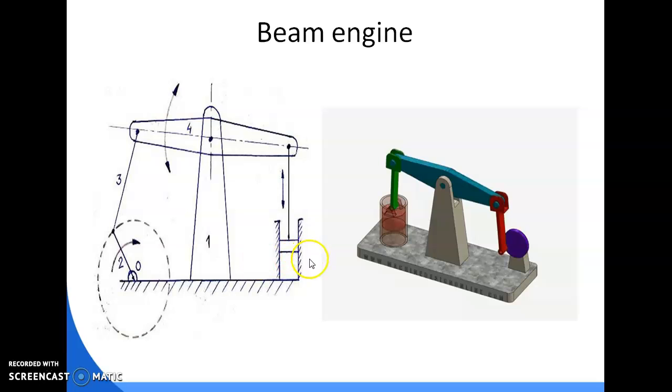What we can see here: this stand is fixed, then a crank is fixed to the stand, that is link number 2. Then a connecting rod is connected to the crank, which transfers the rotary motion of this crank to the oscillating member, that is link number 4.